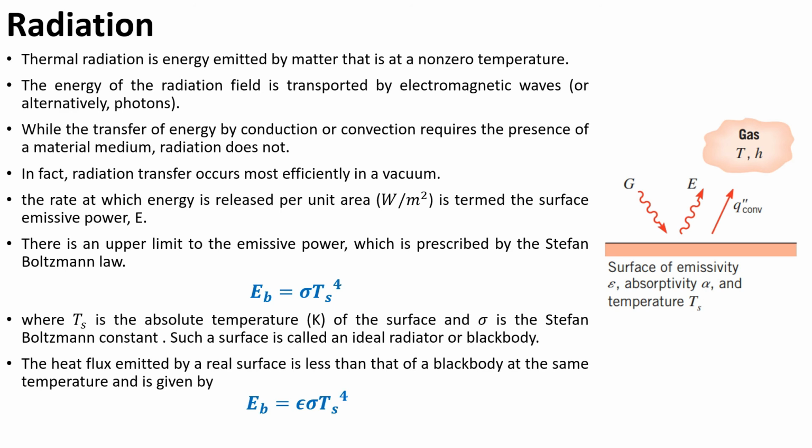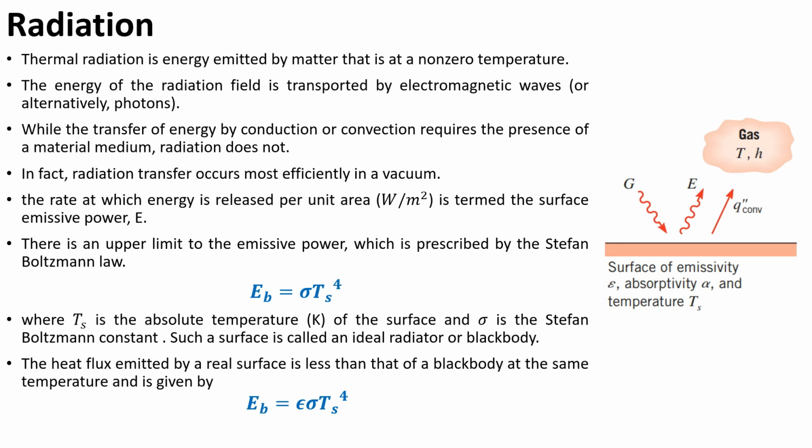While we know that we receive a tremendous amount of heat at earth from the surface of the sun, and we know that there is no material medium between earth and sun. So there is a third mode of heat transfer which occurs without the presence of any material medium, and that mode of heat transfer is known as radiation.